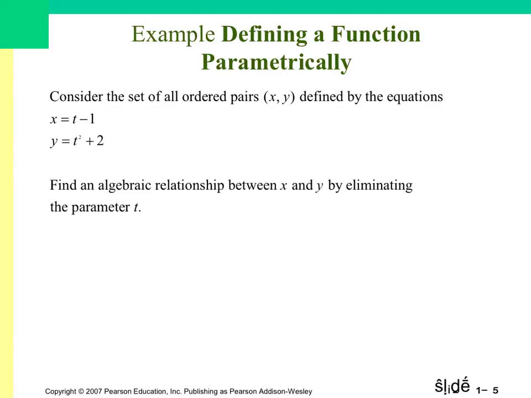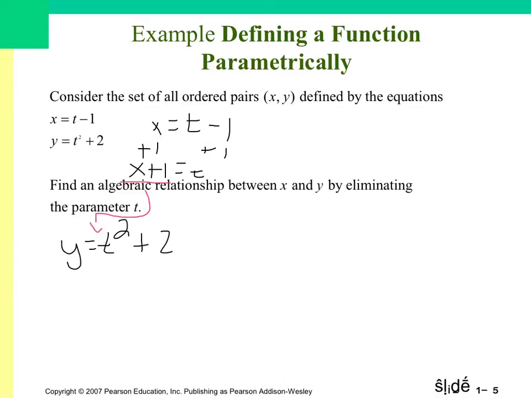So this is what I would do. I need to get rid of t, so I need to find out what t equals. Pretty easy here. How would I solve this equation for t? Well, add the 1. So you get x plus 1 equals t. Now, go down. We already know this, but what can we substitute in for t? We can take x plus 1, bring it down, and substitute it in for t.